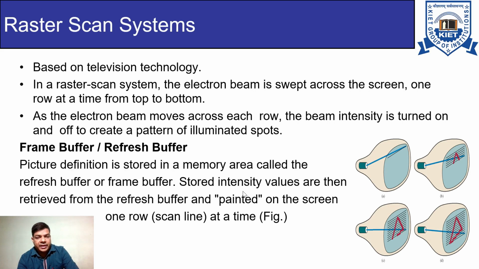Now stored intensity values are retrieved from the refresh buffer and painted on the screen one row at a time. So here you can see that this electron gun is connected with the frame buffer, and whatever definition of the picture is stored in the frame buffer, based on that definition the intensity is turned on or off, and finally we get the image on the raster screen.